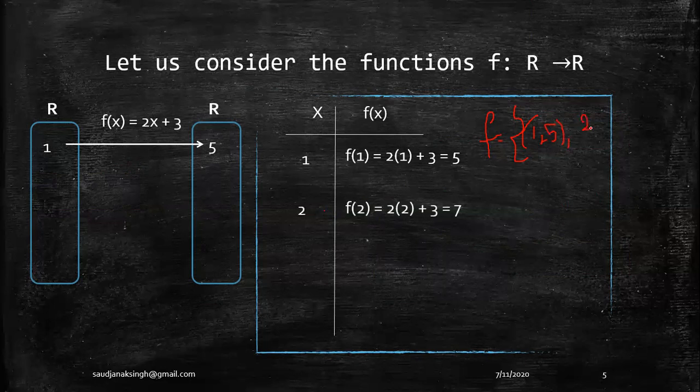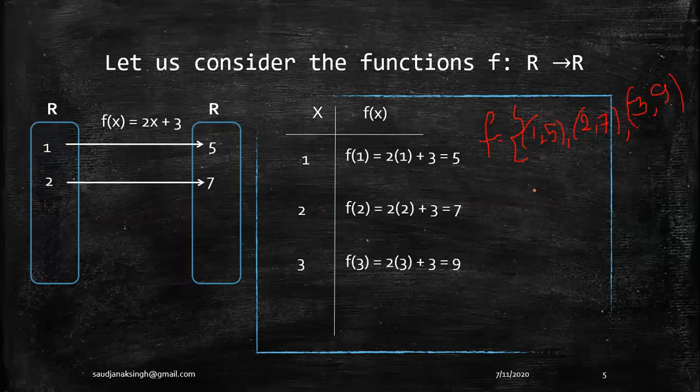It is 2 comma 7 in ordered pair form. In the arrow diagram, 3 is a pre-image, and the image of 3, or the functional value of 3, is 9 by calculating. It is 3 comma 9 in ordered pair form, and in the arrow diagram from 3 to 9.